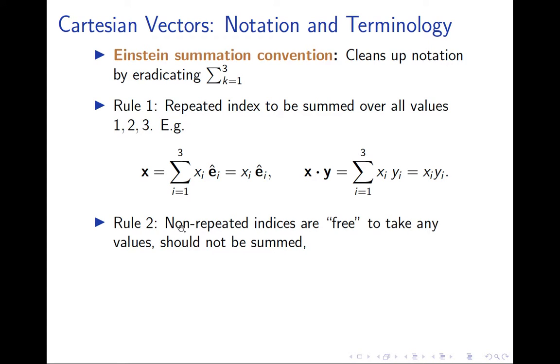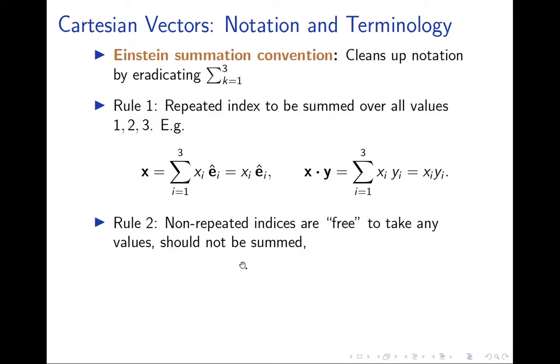And the second rule is that indices which are not repeated are free. They don't have to be summed over everything. They can take any value which we choose. Like we can give them value 1 at a time, or 2, or 3, but not all 3 at the same time. On the other hand, anything which is repeated has to be summed over all values 1, 2, and 3.